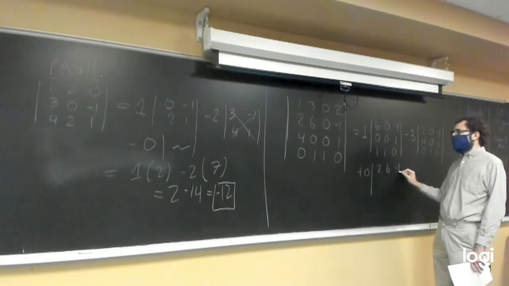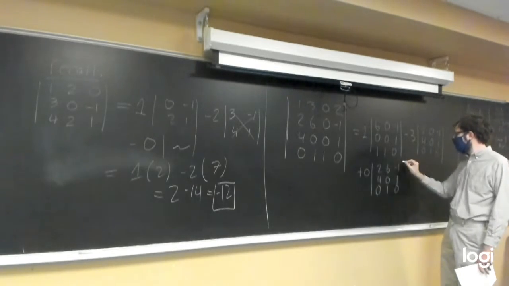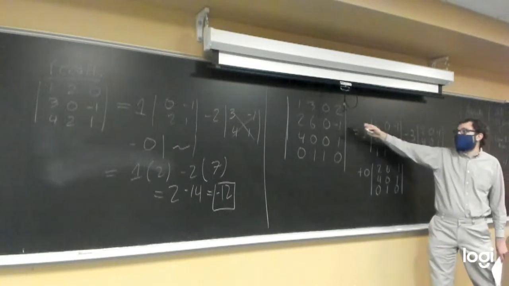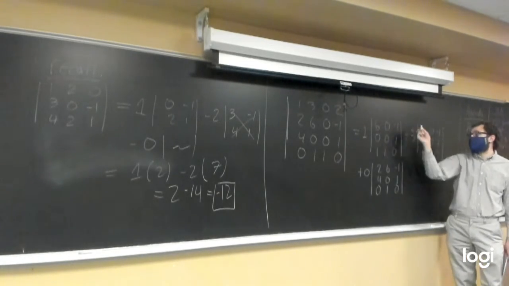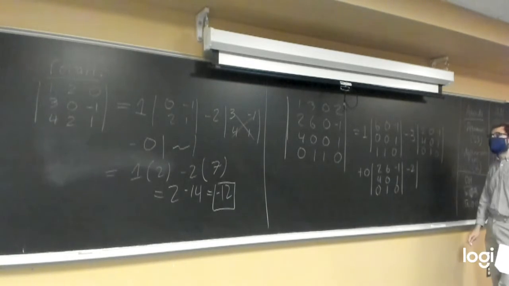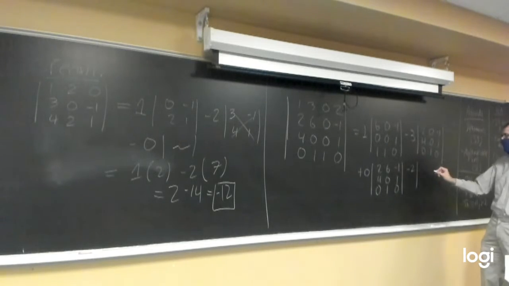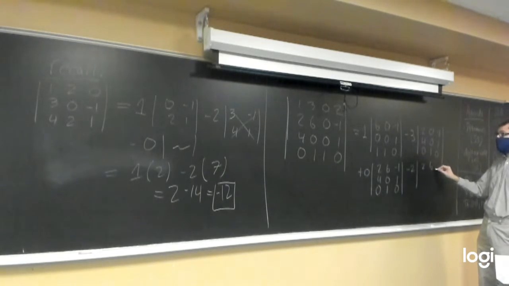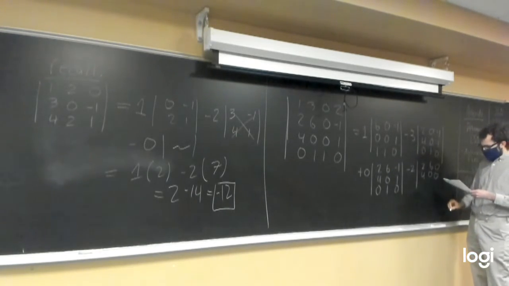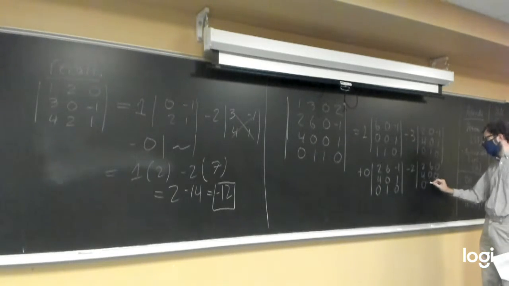2, 6, -1. Why am I bothering to write this down when I'm multiplying it by 0? And finally, we subtract, because we're alternating positive, negative, positive, negative. We're going to subtract 2 times the determinant of what's left if we remove top row, right column. 2, 6, 0, 4, 0, 0, 4, 0, 0, 0, 1, 1.